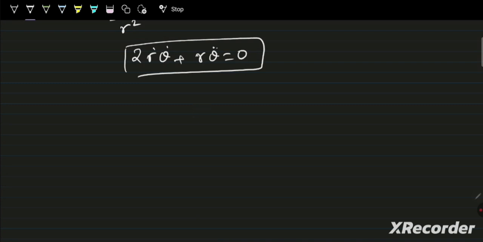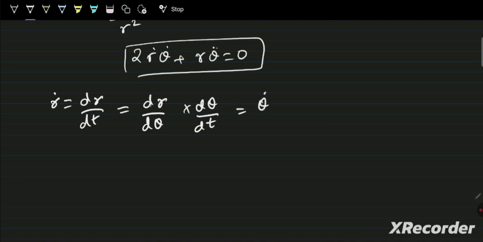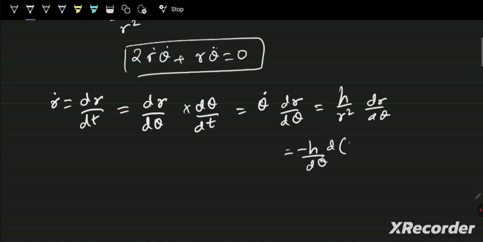Before proceeding, we'll derive some basic things to know before going to the problem. That is, r dot is dr by dt, which can further be written as dr by d theta into d theta by dt. D theta by dt is theta dot, which is h by r square, so r dot is h by r square dr by d theta. I can write it as minus h into d of 1 by r by d theta, since dy by y square can be written as minus d of 1 by y.